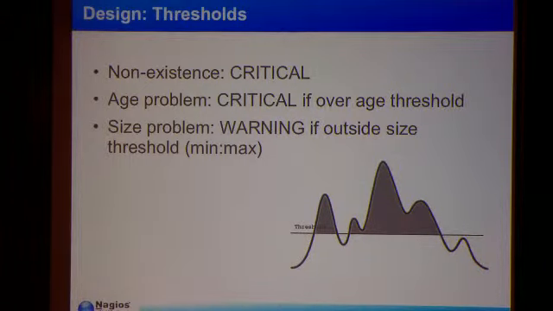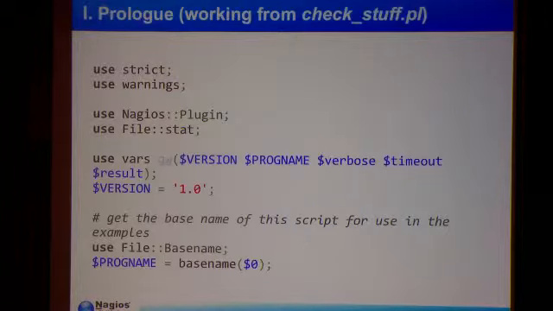We also have to think about how our thresholds are going to work. And I've decided that if the backup file doesn't exist at all, that should be critical. If the age is too old, like if the backup failed last night, we expect it to succeed every 24 hours, then we'll say that's critical. And if it's outside the size range, we expect a 100 to 200 meg backup file, we'll just make that a warning.